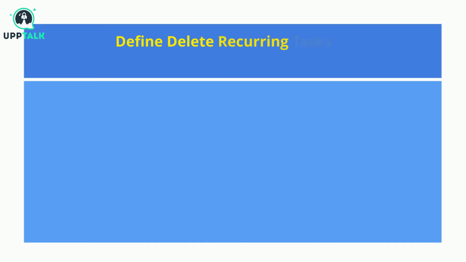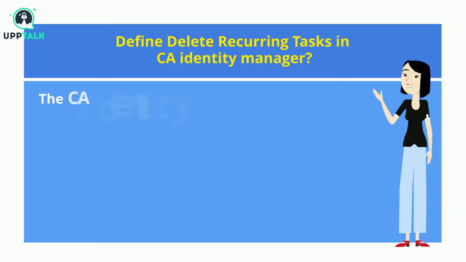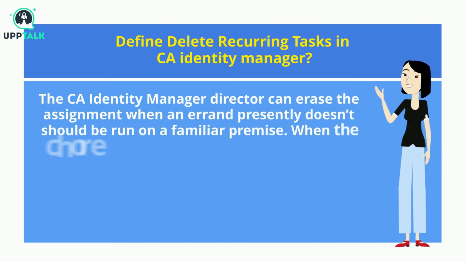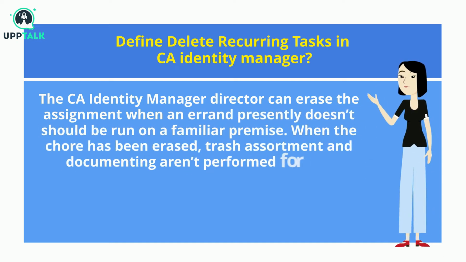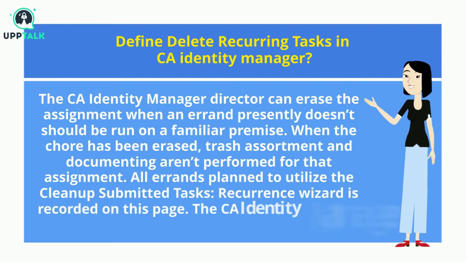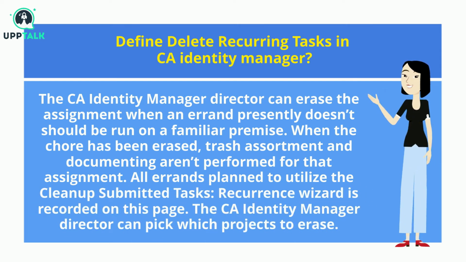Define delete recurring tasks in CA Identity Manager. The CA Identity Manager administrator can delete the task when a task no longer needs to be run on a regular basis. When the task has been deleted, garbage collection and archiving aren't performed for that task. All tasks scheduled using the cleanup submitted tasks recurrence wizard are listed on this page. The CA Identity Manager administrator can choose which tasks to delete.